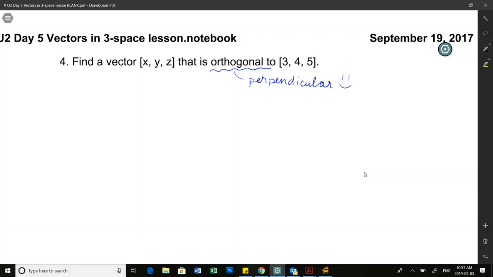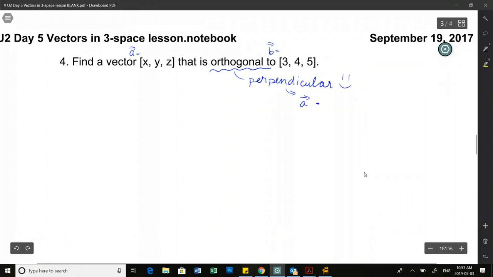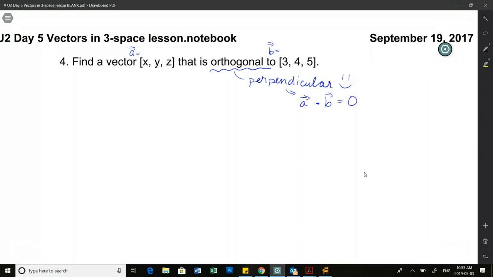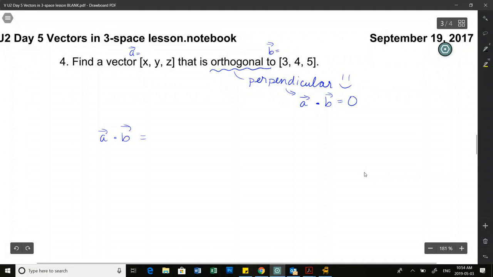So what do we know about the dot product when we have two perpendicular vectors? Here's the idea. If I call this A and I call this B, because these are perpendicular, their dot product should equal 0. That's the rule with perpendicular vectors. So when I do the dot product between A and B, I take the x components and multiply them, so this one will be 3 times x. I take the y components and multiply them, and then the z components, and add those all together. And I know that dot product must be equal to 0.